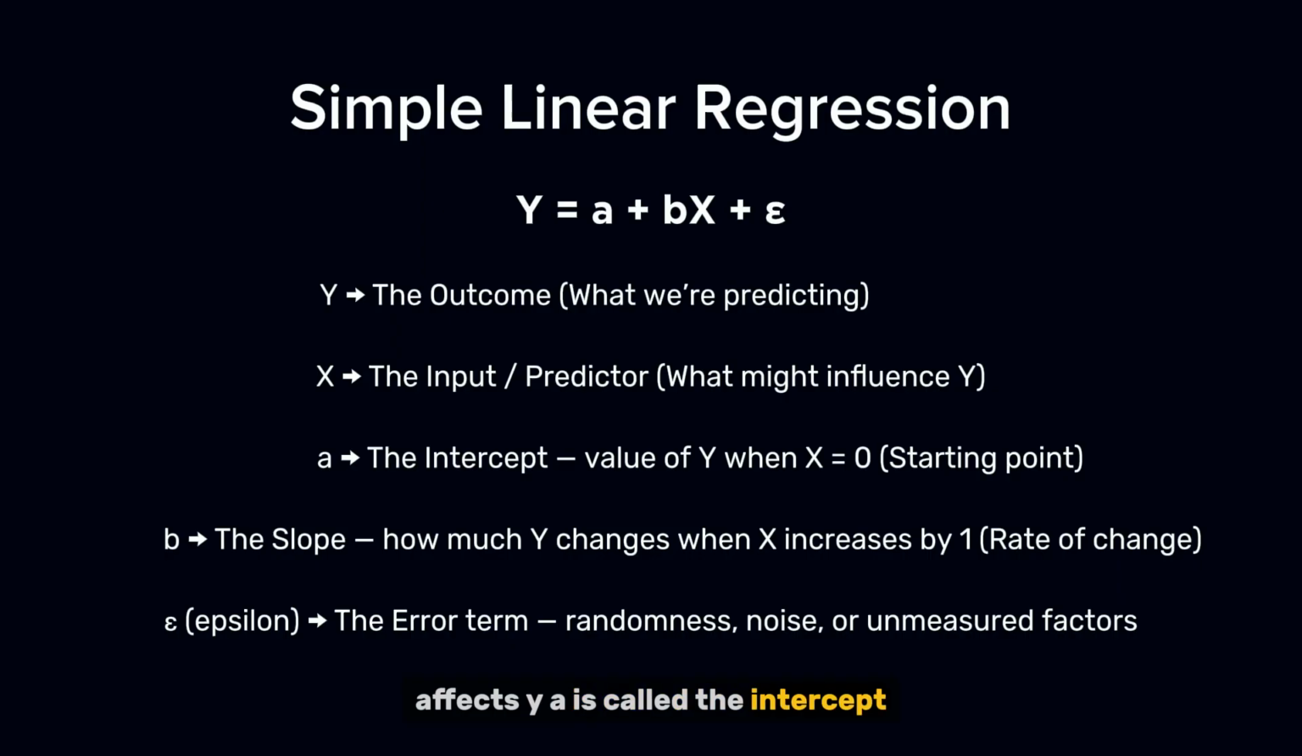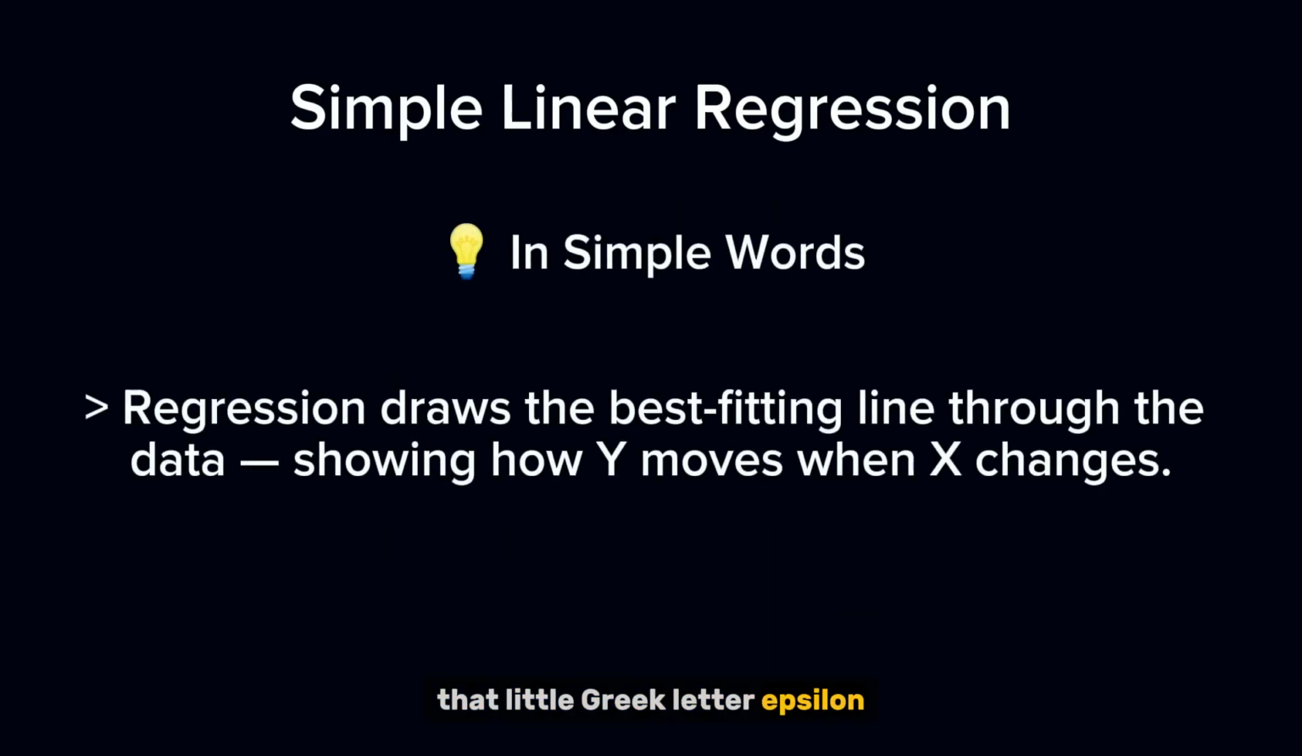A is called the intercept. It tells us the value of Y when X equals 0. You can think of it as our starting point or baseline. And B is the slope. This shows how much Y changes when X increases by 1 unit. In other words, how sensitive Y is to changes in X. Finally, epsilon, that little Greek letter epsilon, represents all the random noise or other factors we can't perfectly explain. Because in real life, nothing fits an equation perfectly.